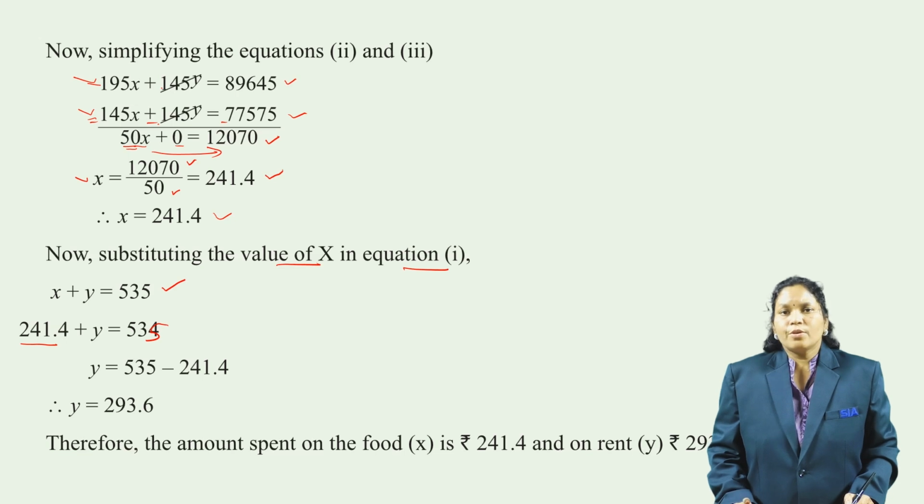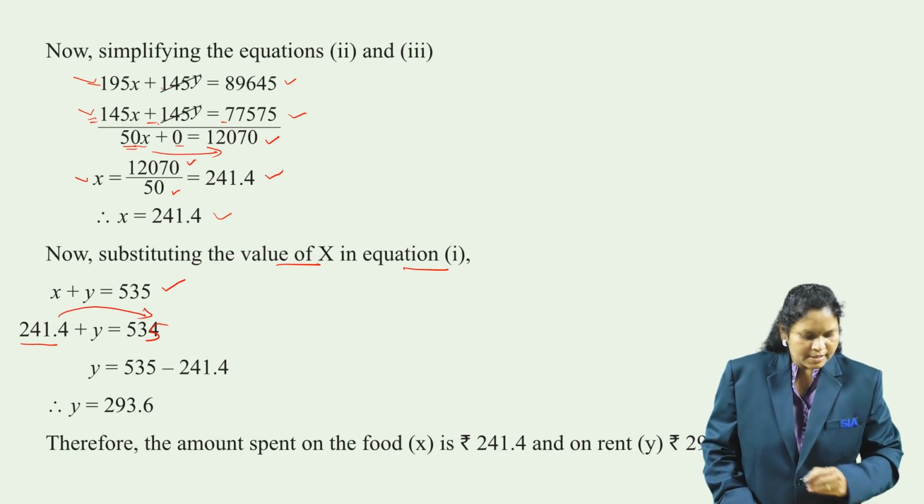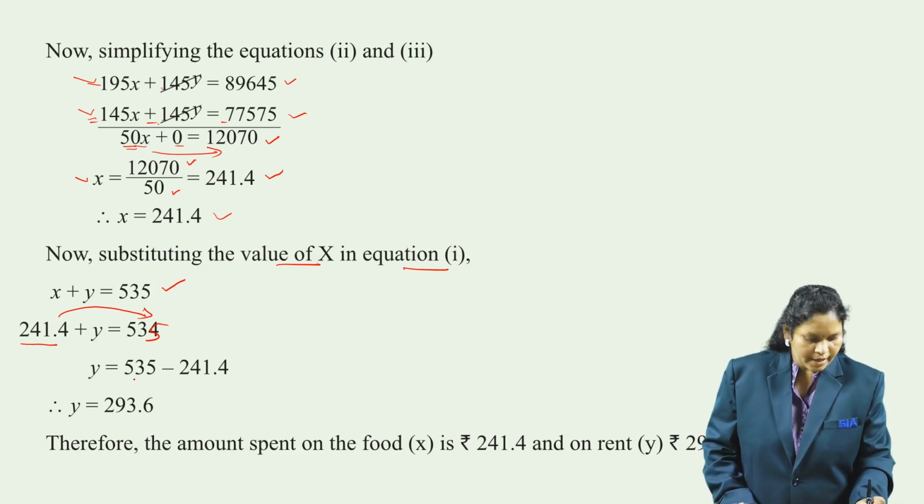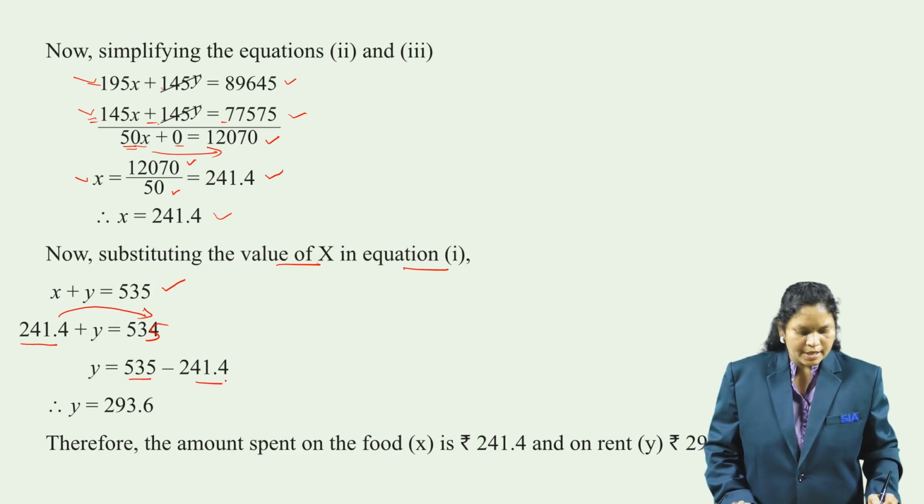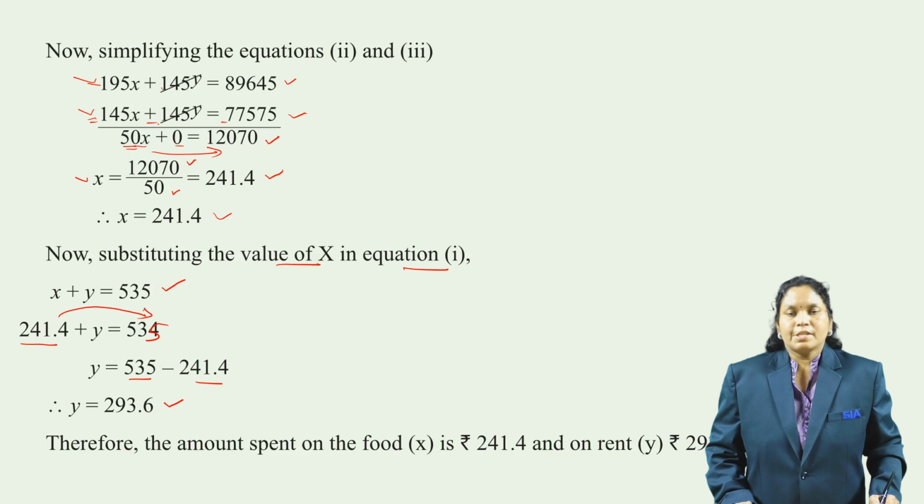Now, number to number only you have to deal. So, 241.4, take it to the other side. It is with a plus symbol and becomes a minus symbol. So, 535 minus 241.4 you do. Got the answer as y is equal to 293.6. So, in this way, we will obtain both the values.